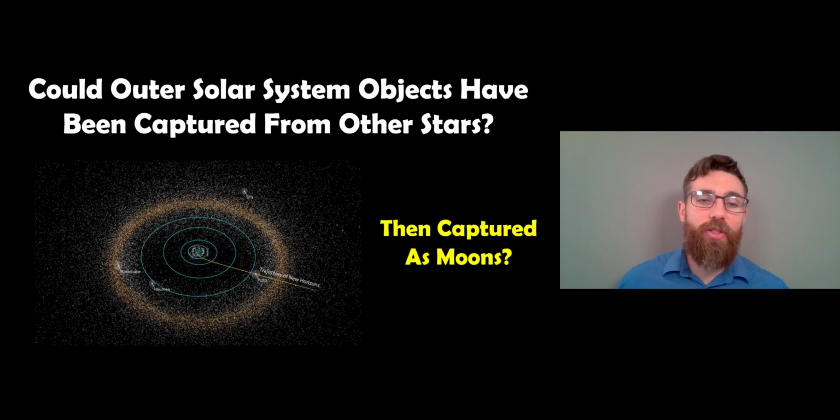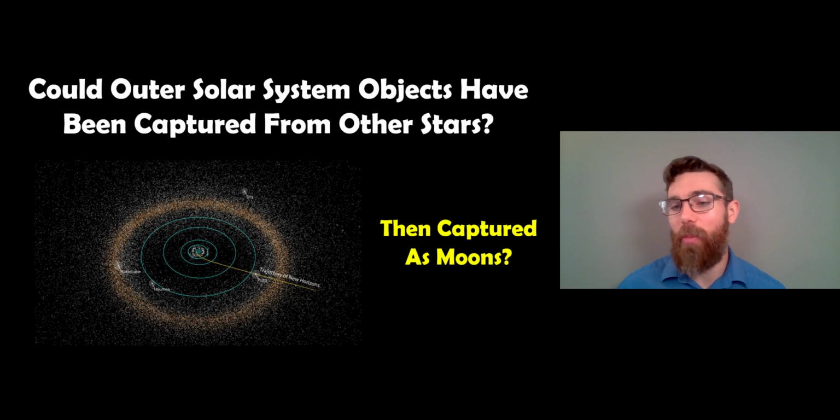So, yeah, some of these objects around the outside of Neptune, around where Pluto is and further out, could they be captured as moons? And I'll leave that as an idea for you to really think about in the future.